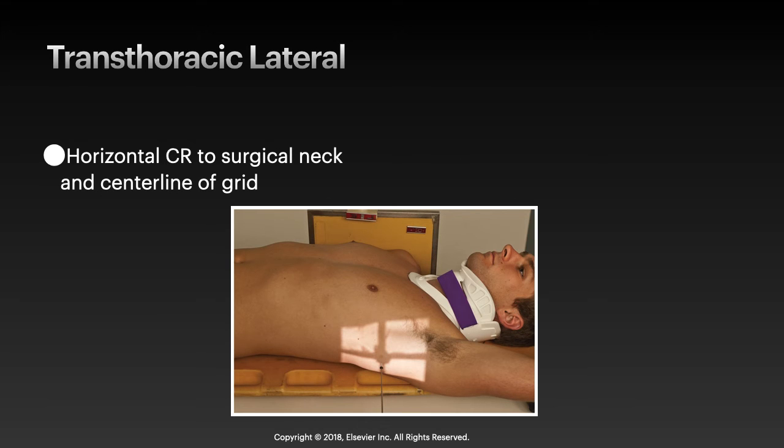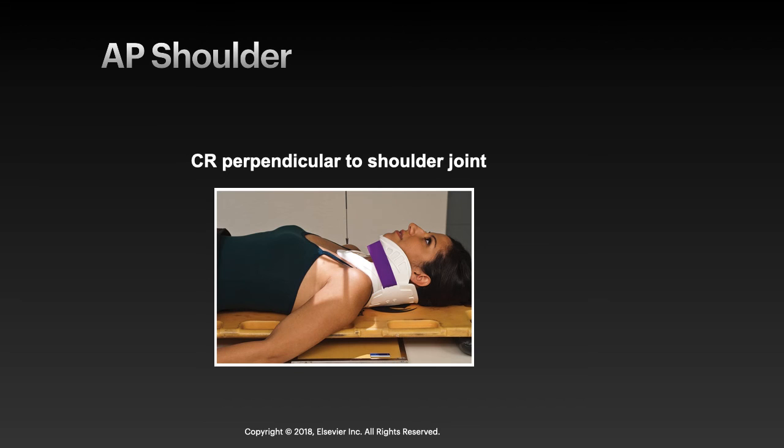Transthoracic lateral. Horizontal CR is centered to the surgical neck and the center line of the grid. AP trauma shoulder. CR is perpendicular to the shoulder joint. No rotation in the arm; it is done in a neutral position.